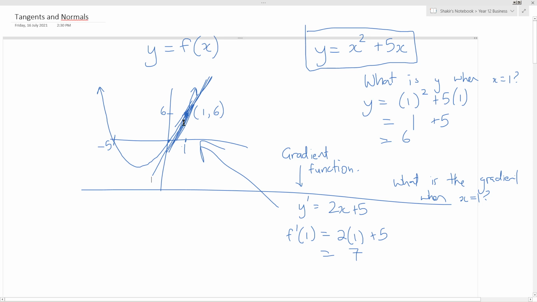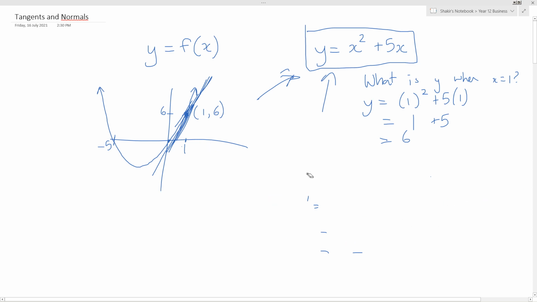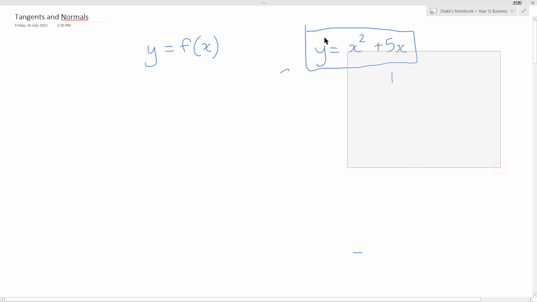Now I'm going to introduce tangents and normals. You've understood why the basic function, y is equal to whatever, you differentiate it to get the gradient function. The gradient function just tells you the gradient of that same curve, and so y prime will give you the gradient of the curve at a certain value of x. So just bear with me when I rub all this off.